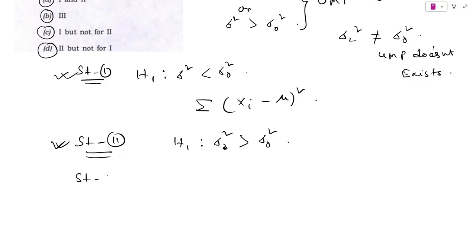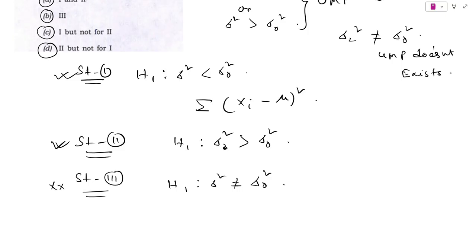Now come to statement number 3. Now consider this, so this is a two-sided alternative. Here we want to reject both very small variances and very large variances. So immediately a problem arises. A test designed to be most powerful against small variances cannot simultaneously be most powerful against large variances. Therefore, there is no single test that is uniformly most powerful over both directions. So statement number 3 is definitely false.